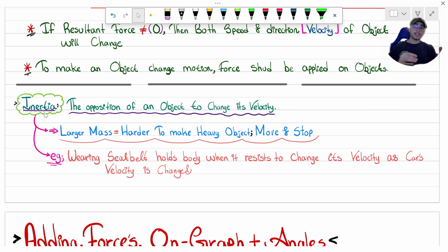A refrigerator has a larger mass, so it's harder to move it. So it has more resistance. It's resisting more when you're trying to push the refrigerator. But when you're trying to push the water bottle, it doesn't have much mass, so there's less resistance. It's not going to resist your push or pull.